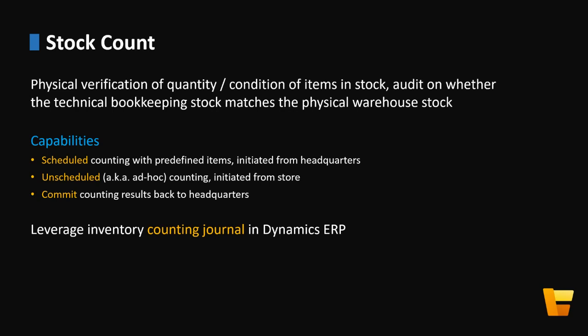The scheduled counting is initiated from Commerce headquarters by creating a counting journal that contains a predefined list of items and is linked to a specific store warehouse. Unscheduled counting, also known as ad hoc counting, is initiated from the store. When the counting is completed in the store, the counting journal is sent back to headquarters, where it will be reviewed and posted. Now let's take a look at a demo of the current capability in the stock count operation.